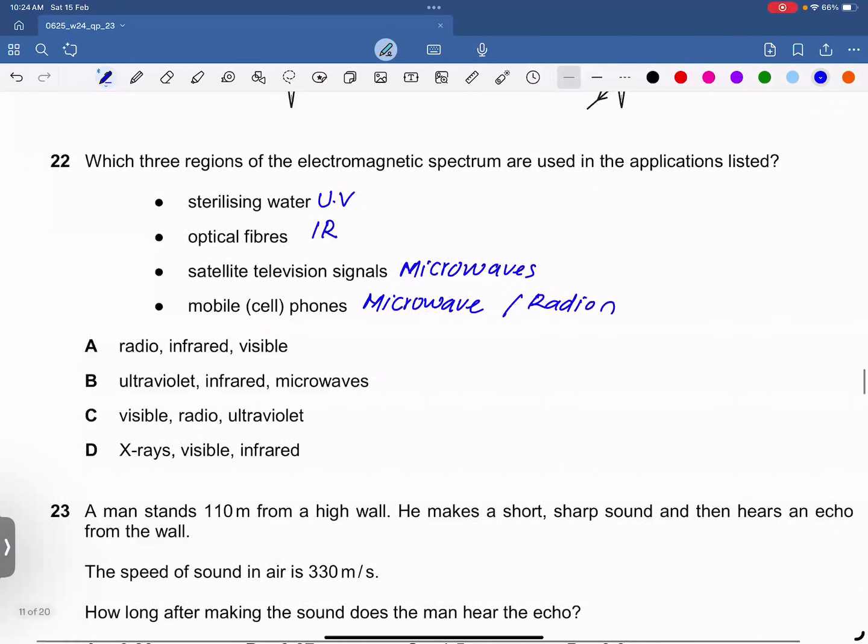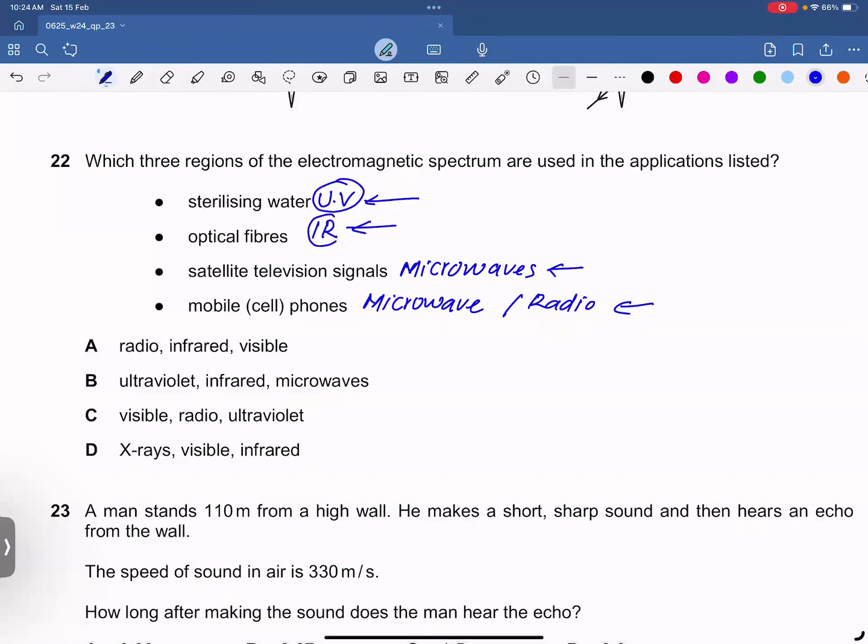So let's see which option has ultraviolet, infrared, microwaves, or radio waves. So radio, infrared, visible. So we are missing ultraviolet. So we must have ultraviolet, infrared, microwaves. The only option is B. We proceed to the next question, number 23.